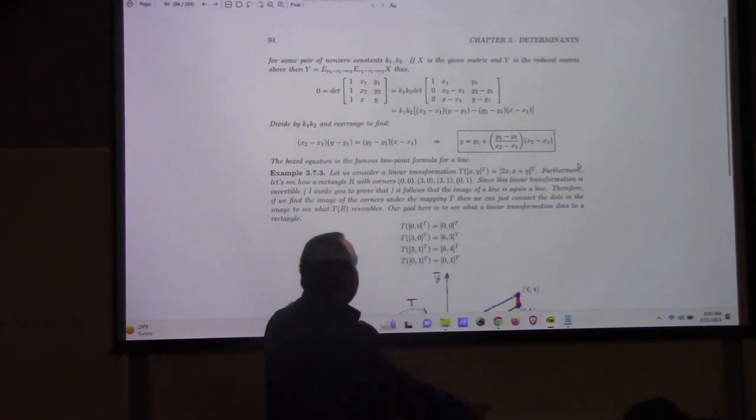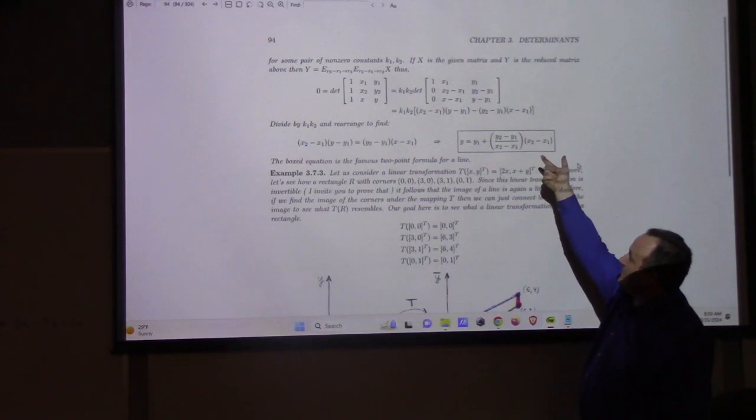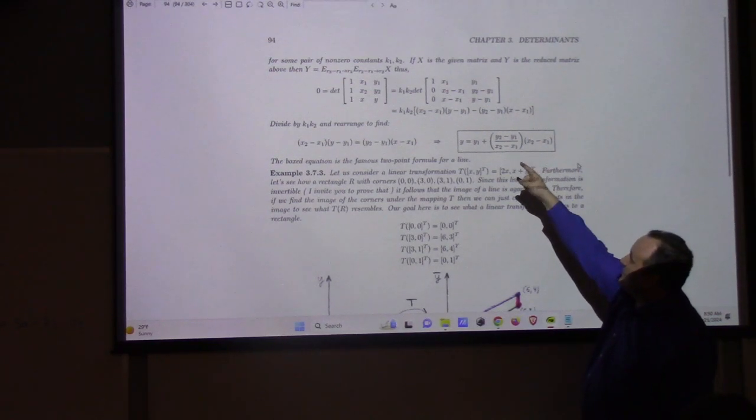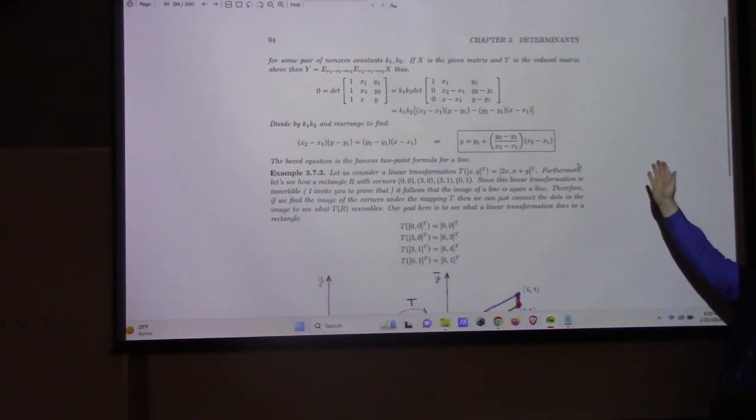And of course, once you get to here, you can see that the determinant is just the product of the differences of x2 minus x1 and y minus y1, and likewise x minus x1 and y2 minus y1. That's all equal to 0, so we divide by K1, K2 and solve for y, and what do you know? It's the 2-point formula for the line, right?